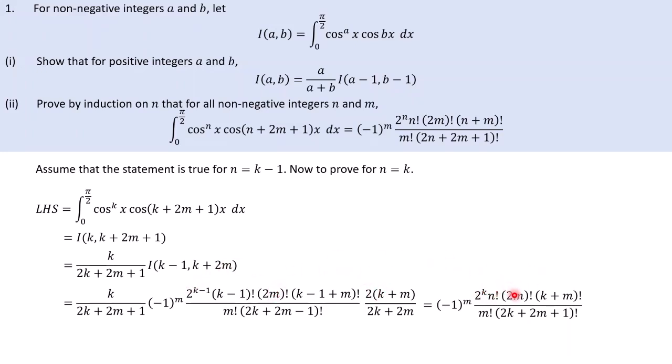2m factorial is 2m factorial. K plus m gets absorbed here, so it gets k plus m factorial. Then m factorial stays as m factorial. This factorial times 2k plus 2m times 2k plus 2m plus 1 gives 2k plus 2m plus 1 factorial. So indeed, we end up with the right hand side. So here's the interesting induction problem, and I hope you enjoyed question 1 so far. This is a very interesting kind of calculus problem that also uses induction.